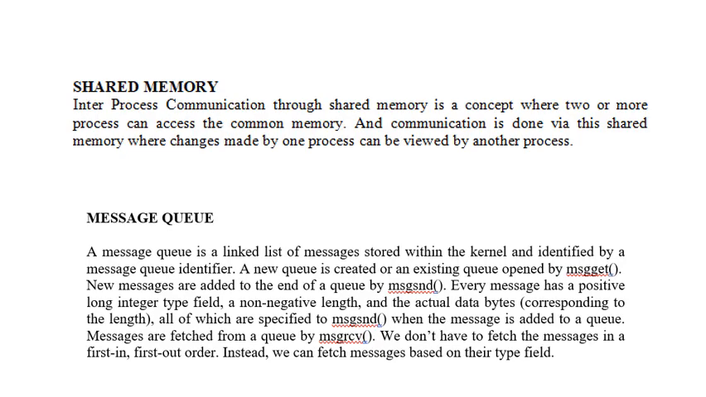Next, I'm going to explain shared memory. We all know that inter-process communication through shared memory is a concept where more than one process can access the same, common memory, and communication is done via this shared memory. The changes made by one process can be viewed by another process.